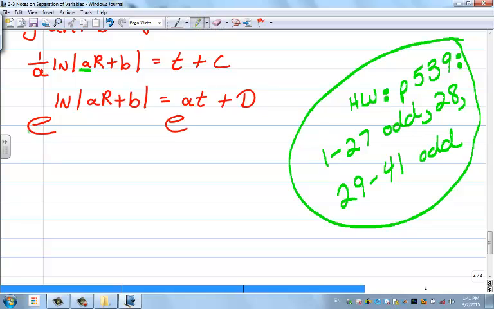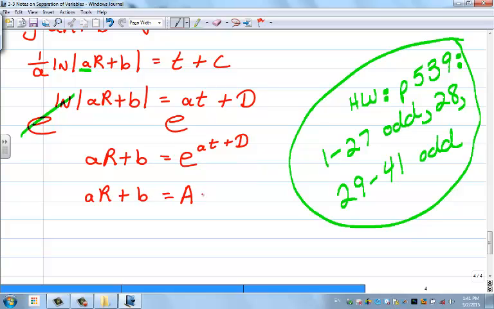and then we will cancel the e to the natural log. They are inverse functions, so we get ar plus b is equal to e to the at plus d. Plus d is part of the exponent, which is, of course, a times e to the at, right? Because whenever you have e to the at plus d, that's e to the at times e to the d, and e to the d is just another constant. So ar plus b is equal to a e to the at.